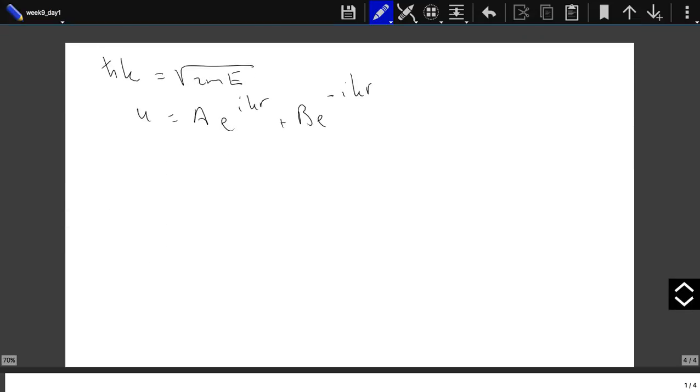But you see, both are spherical waves. They depend only on the distance. But the first wave is a wave that moves to larger values of r. This is the outgoing wave. Whereas the second one will be a wave that goes towards smaller r. So that's what we call the ingoing wave.